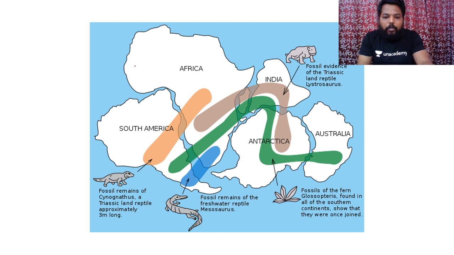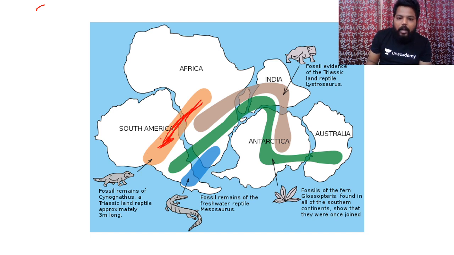And see, there are many other evidences. Like if you see the fossil evidences, the remains of Cynognathus, a Triassic land reptile approximately 3 meters long, have been found in South America and Africa. And Alfred Wegener has given the example that as South America has a connection with Africa, we had the same fossil evidences in that regard. And the next is the fossil evidence of the Triassic land reptile Lystrosaurus.